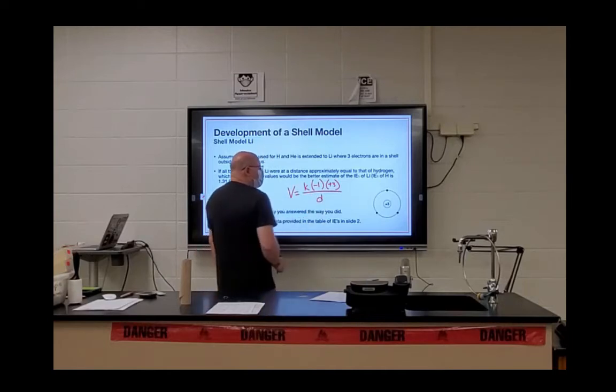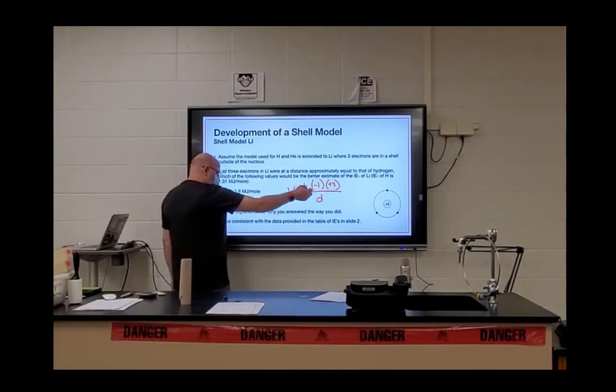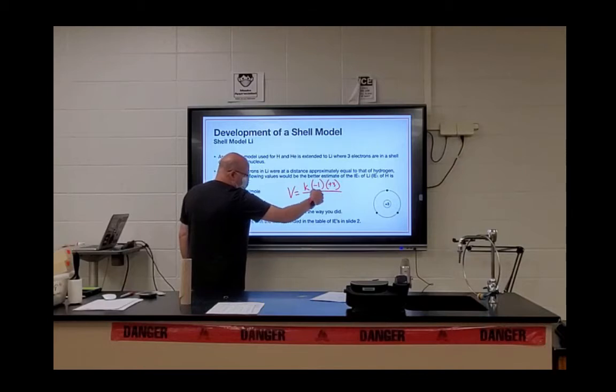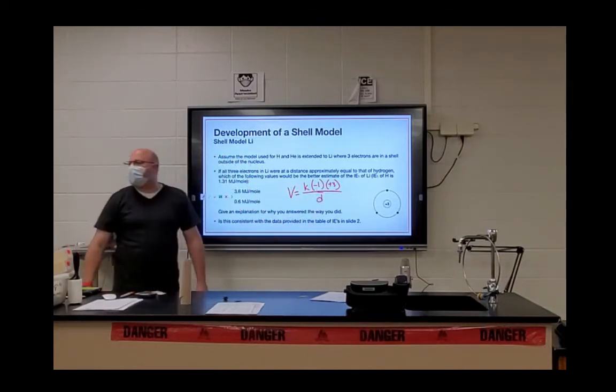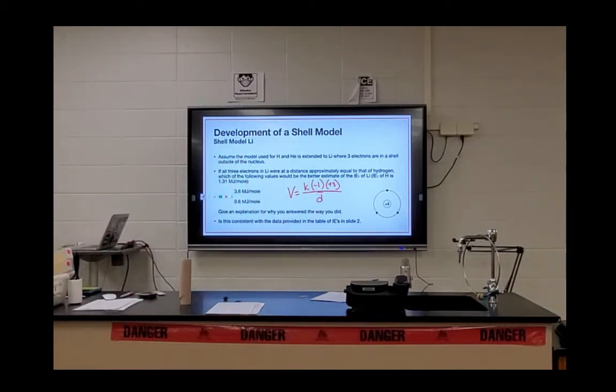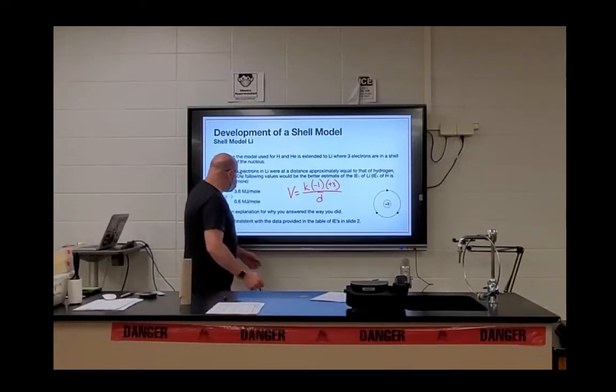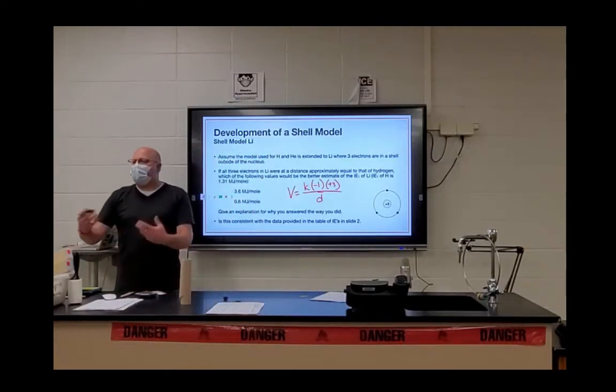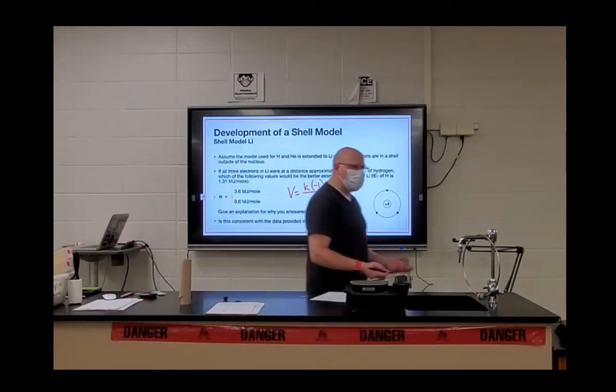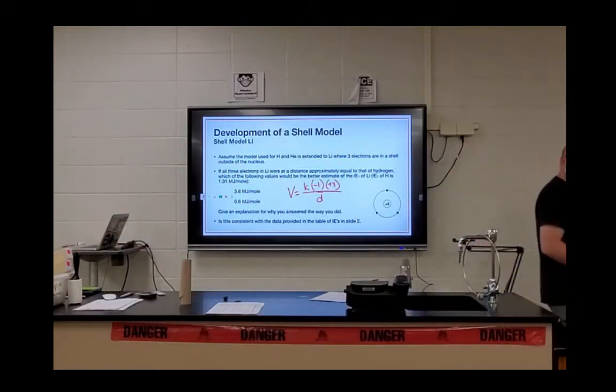So we're saying here, K we're going to keep the same. D is going to be close enough to the same. So if we were to add a 3rd electron and it was to go in that same shell, we would expect the ionization energy to be about 3.6, about triple what hydrogen is. We okay with that? Everybody understand this statement?